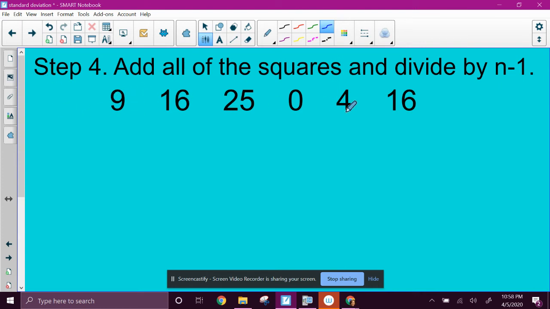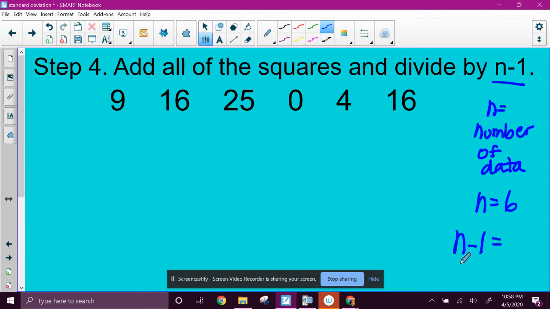So step 4 is to take all of these numbers, add them all up, and then divide by n minus 1. Now, n is the number of pieces of data, or how many data pieces you have. And in this one, we had 6. But it wants us to divide by n minus 1. So if we take 6 and take away 1, we're going to be dividing by 5.